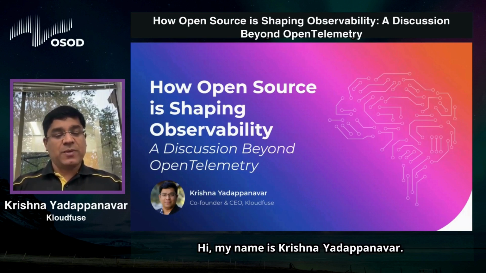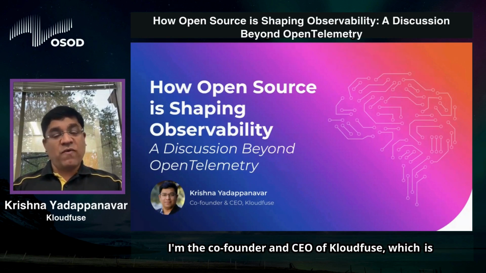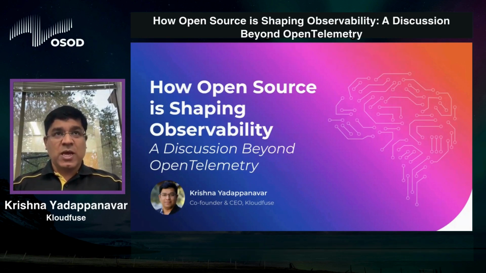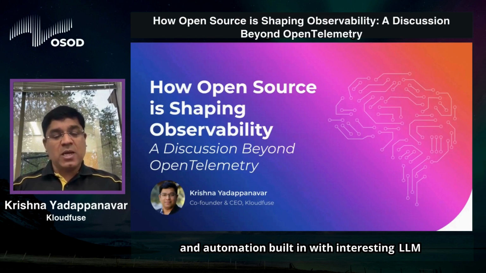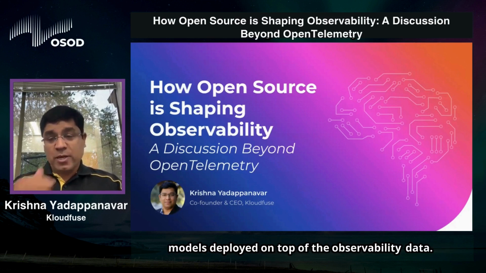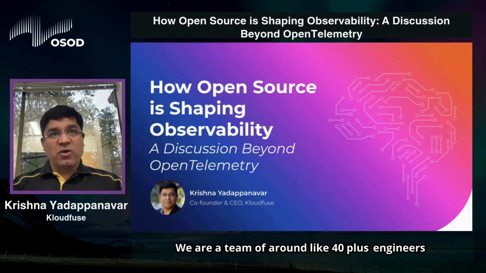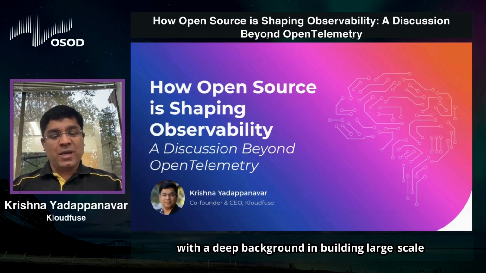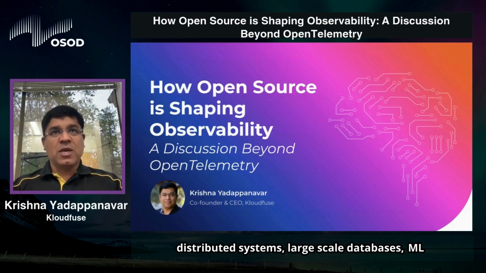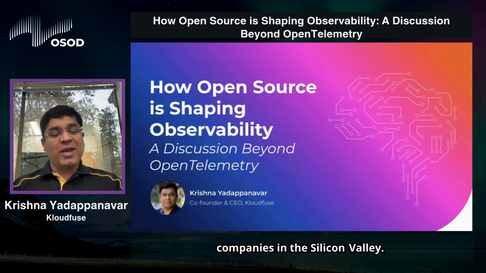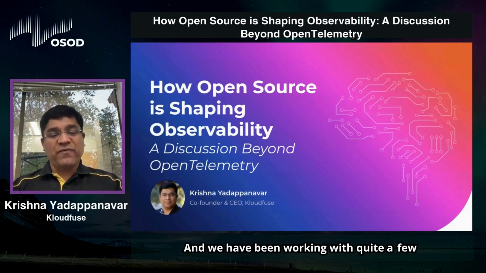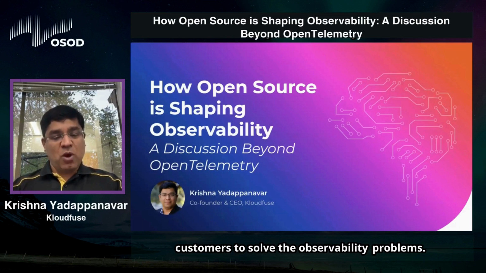Hi, my name is Krishna Yadappanavar. I'm the co-founder and CEO of Kloudfuse, an Observability company with advanced analytics and automation built in, with interesting LLM models deployed on top of the Observability data. We are a team of around 40 plus engineers with a deep background in building large-scale distributed systems, large-scale databases, ML pipelines, and data transformations from different companies in Silicon Valley. And we have been working with quite a few customers to solve Observability problems.